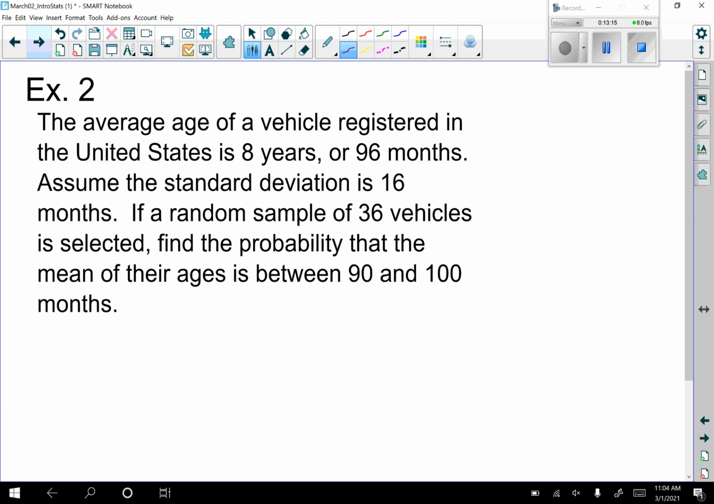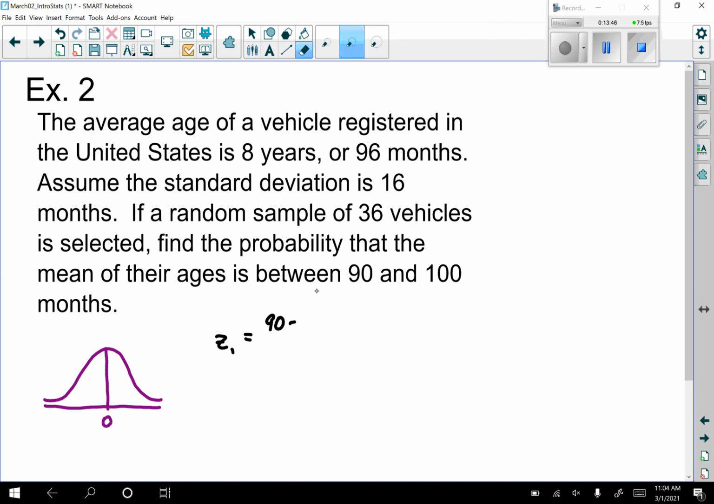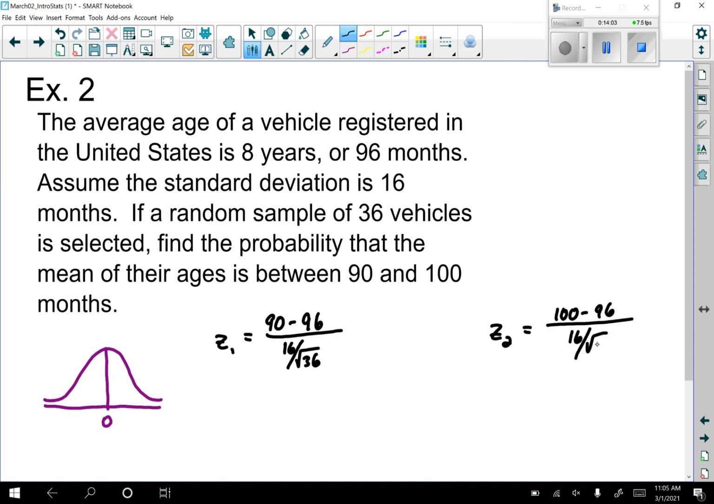All right, a very similar example here. You guys go ahead and pause the video to work this out, and pause the video some more if you need more time. So here we're looking for a probability between. So again, if we mark this at 0, I'm going to go ahead and state that Z1 is going to be the 90 minus the 96 over 16. Again, we want to use all of this in months here. 16 divided by the square root of 36. And then Z2 is going to be the 100 minus 96 over 16 divided by the square root of 36.